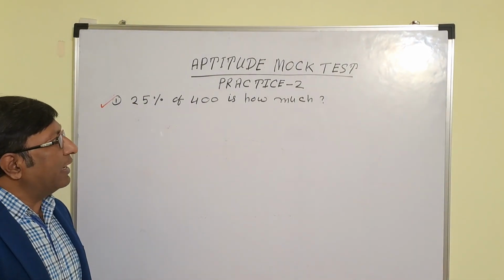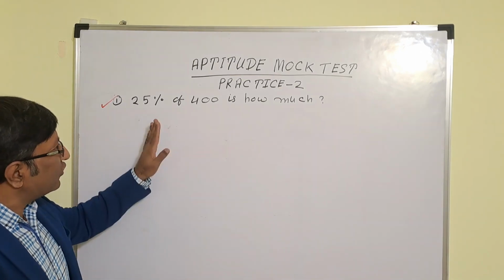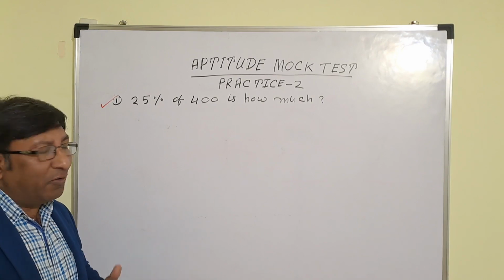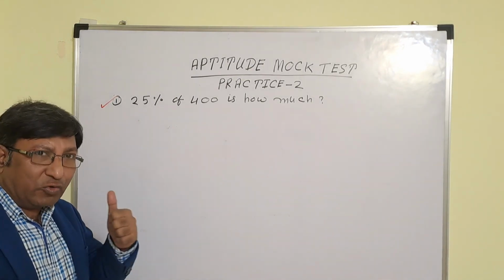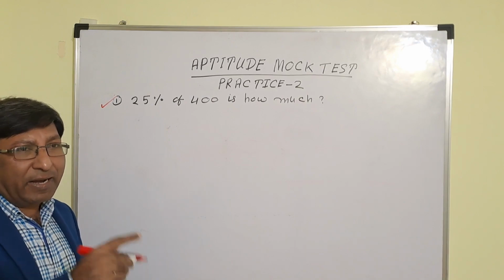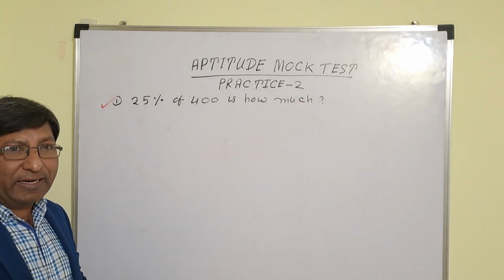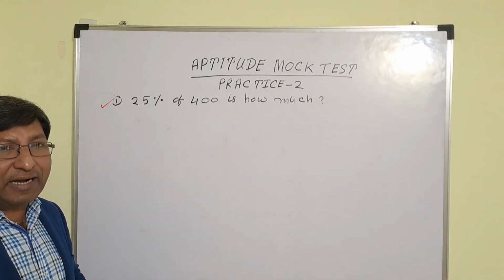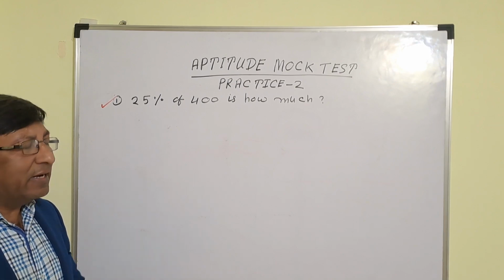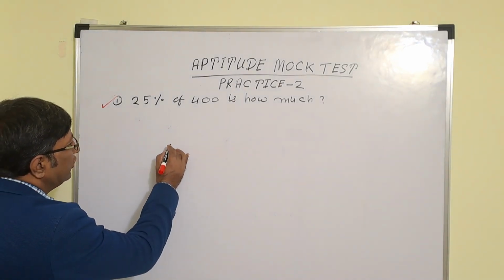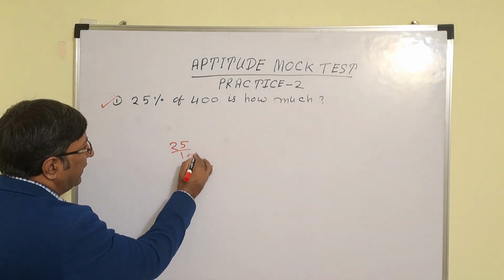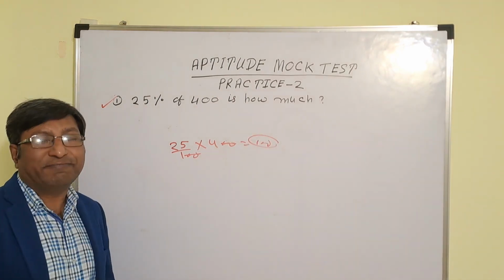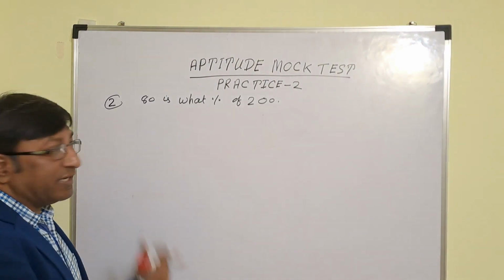25% of 400 is how much? We can solve this question without the use of pen and paper. How? 25% means, in mind, 25 by 100 multiplied by 400. The 100 and 400 cancel out, we will get what? 100. So our correct answer is 100. Okay. Now you can see that it is 25 by 100 into 4, this cancels, you will get 100. Thank you.